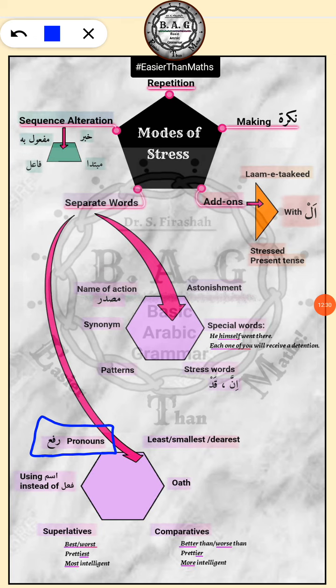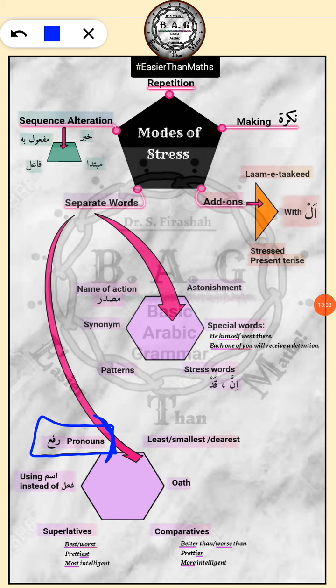Okay, for example, ulaika humul muflihun. All right. Now if this were a regular sentence, ulaika muflihun would be enough. Okay, because if you want to make a sentence, if that's a phrase, then you would have said ulaikal muflihun, all right? But here you're saying ulaika humul muflihun. So this hum is a rafa pronoun and it is there to give stress. Okay, so we'll learn about these situations in its lesson, inshallah.